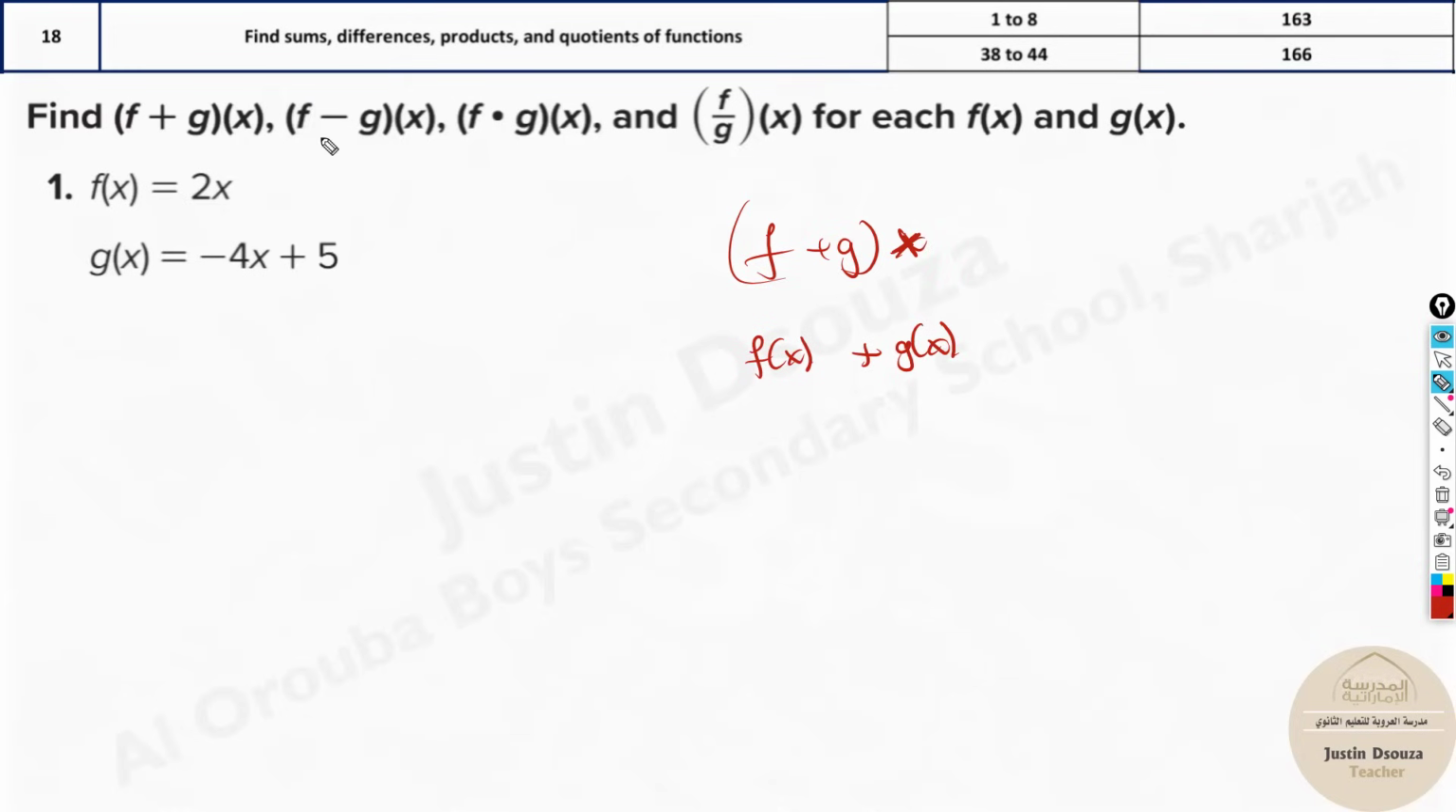That's it. Now if you see this, f of x minus g of x. Why are the positions very important? Because imagine you're subtracting. If you do g of x minus f of x, the answer is different, and f of x minus g of x, the answer is different. So please see which is the first and the second function. Now let's solve this.